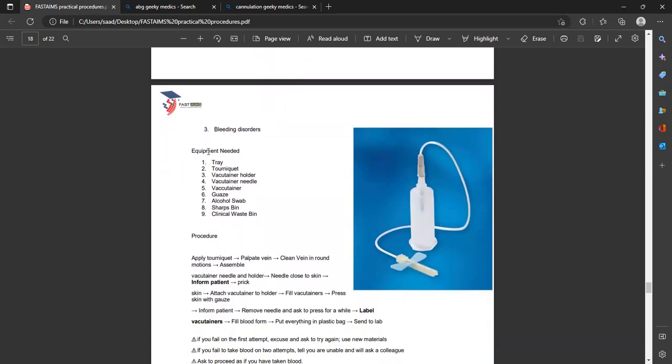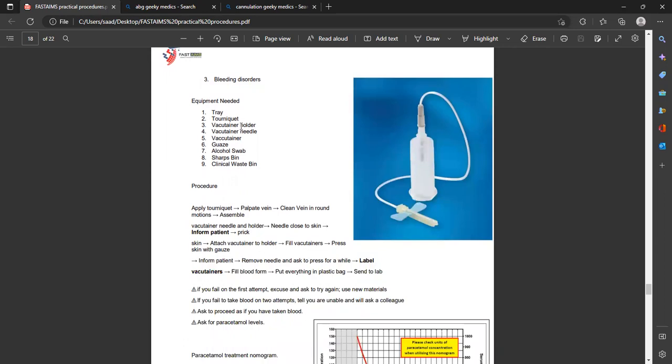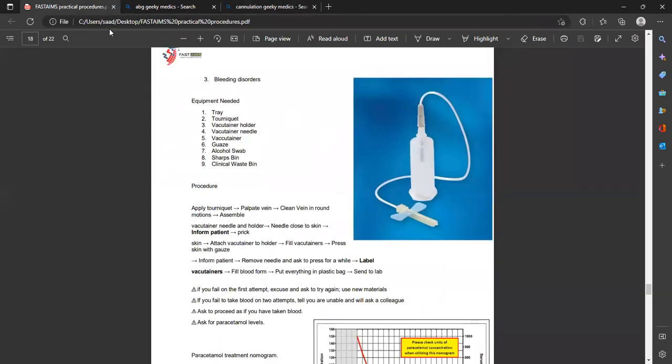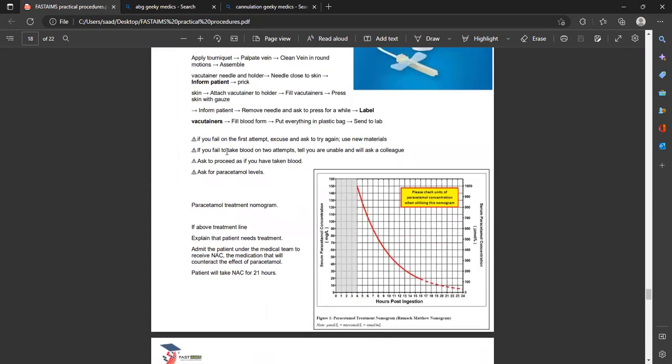And this is your equipment needed. Tray, tourniquet, vacutainer holder. This is the vacutainer holder. This is the vacutainer needle or butterfly. There is a needle as well, but it's not shown in this picture. Vacutainer, the tube. Okay, I will show it to you. Okay, this is the vacutainer. It's just a tube with a yellow or purple color, in which we store blood. Gauze, alcohol swab, sharps bin, and clinical waste bin. This is the equipment that is needed for our procedure.